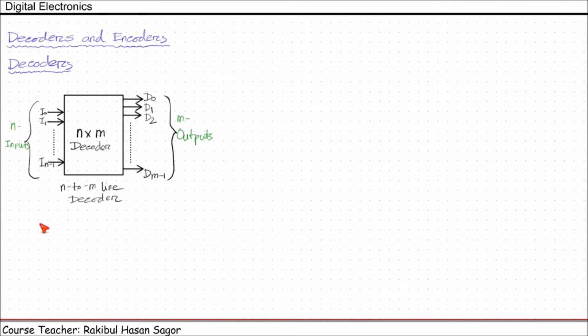This will follow this condition where n is the number of inputs. For this case, n will be less than or equal to m. That means the number of outputs will be greater than or equal to the number of inputs. And by using n inputs, we can have a maximum of 2 to the power n distinct outputs. That's why the output cannot be greater than 2 to the power n. We can say this m output will definitely be less than or equal to 2 to the power n.